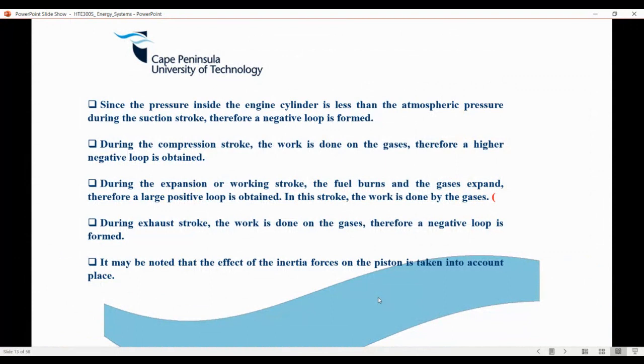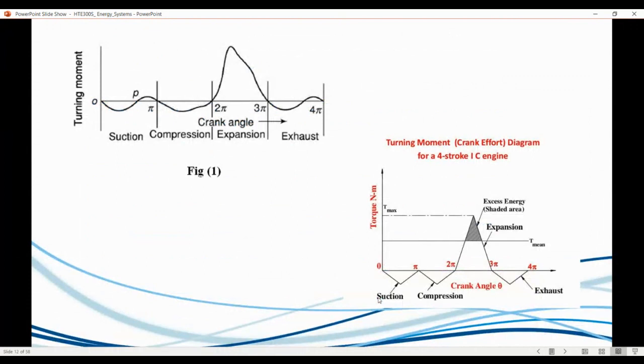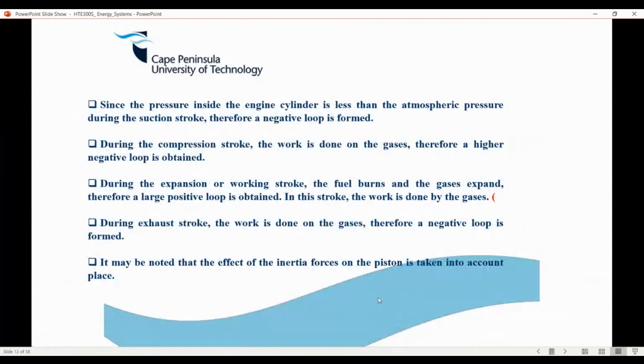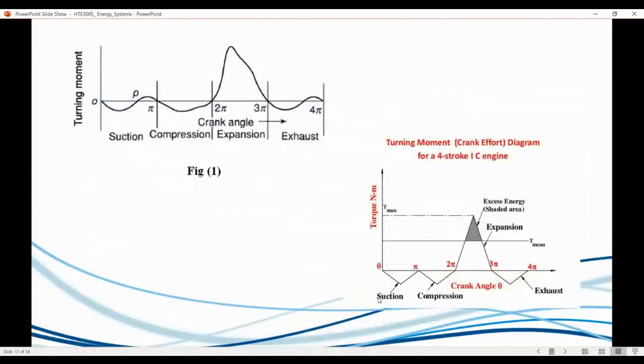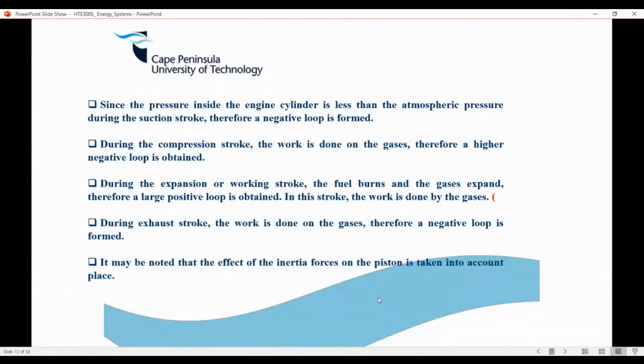Basically, since the pressure inside the cylinder is less than atmospheric during the suction stroke, a negative loop is formed. That's on the suction side, right? That's negative. Coming back, the same to the compression stroke. The work is done on the gas. Even if you remember our notation, when we did thermal, when something was compressed, it was typically negative. And also we have another negative loop there. So there's no work being done. In fact, it's below the mean.